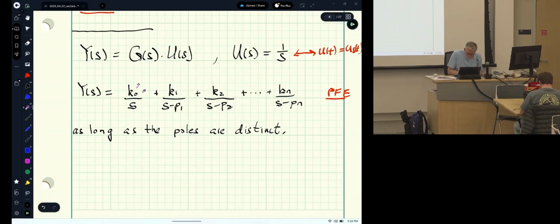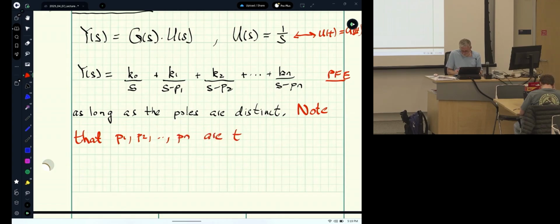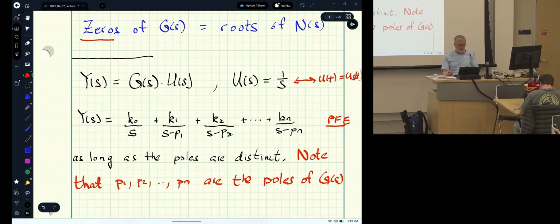If I'd used sine, it would have changed this first term because U of s would have had an s squared plus omega squared in it. And so that first term would have changed. But all of these things are the same. And they come from the poles of G of s. So I didn't write that down. Of the poles. So it's just the roots of the denominator, and that's what you need to do a partial fraction expansion.